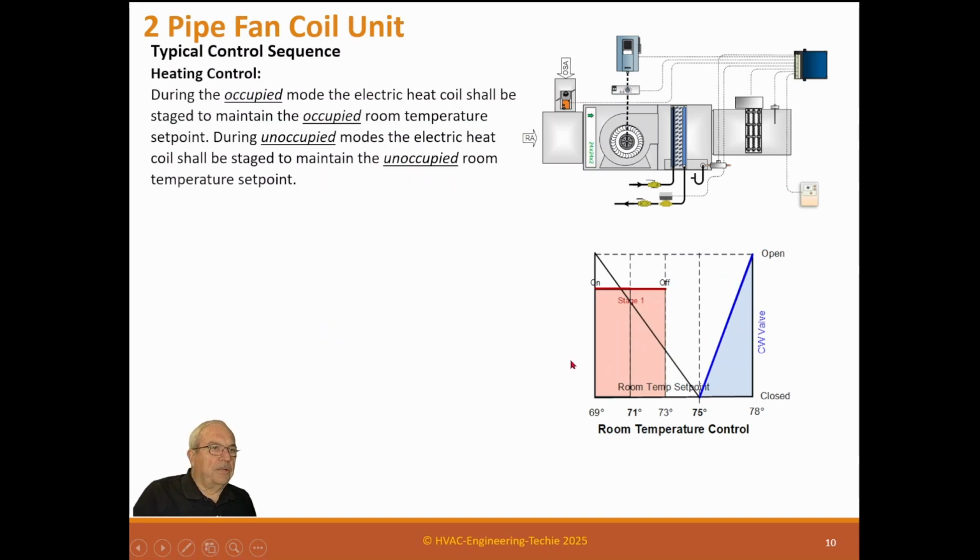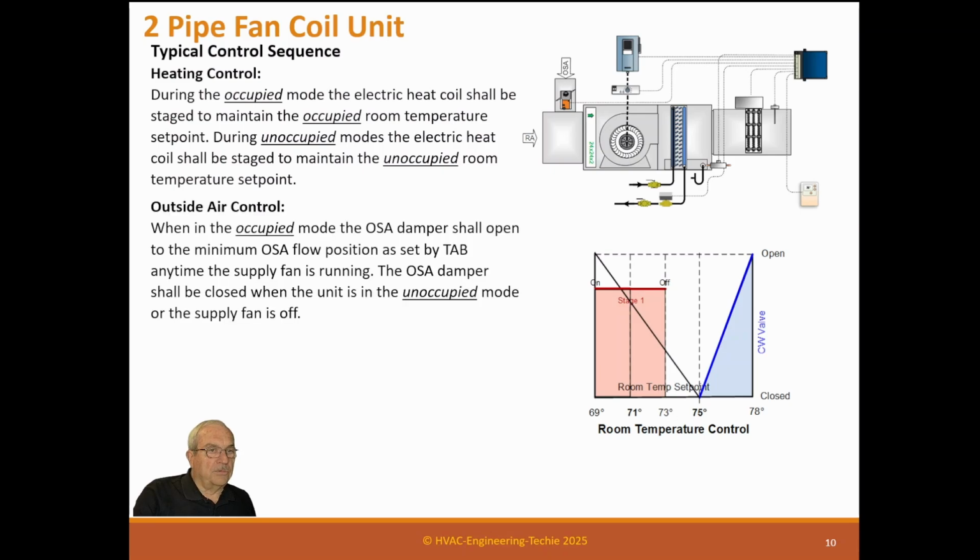Heating control: the electric heat coil shall be staged to maintain the occupied room temperature set point, and then during unoccupied it'll do those. Outside air control: when in the occupied mode, the outside air damper will open to the minimum outside airflow position as set by TAB anytime the supply fan is running. The outside air damper shall be closed when the unit is in unoccupied mode and the supply fan is off.